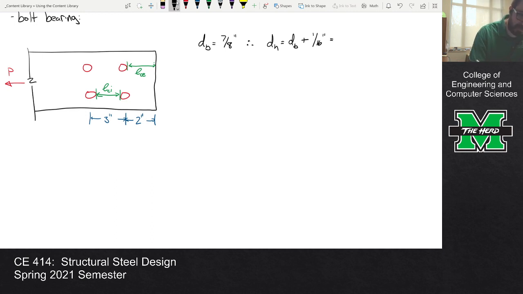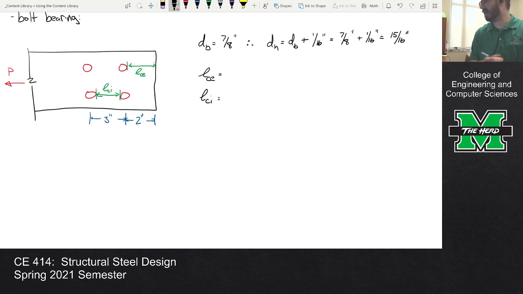1/16 of an inch. So 7/8 plus 1/16, which is 15/16, right? Because that's 14/16, that's 1/16, so 15/16. All right. And fortunately, while there's a lot to do, it's very simple work because we have to compute an LCE and an LCI.